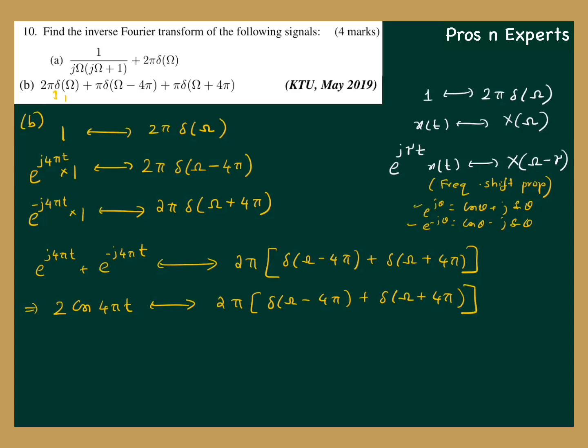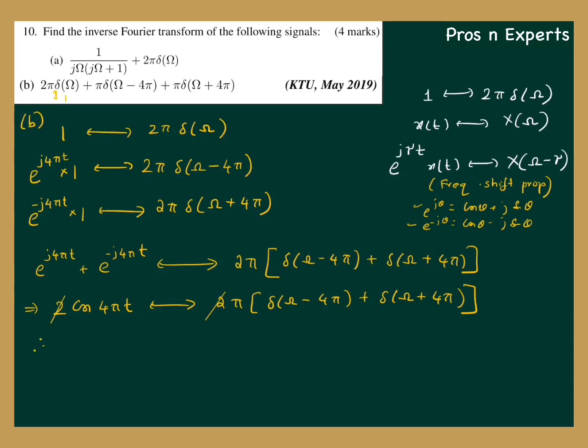So we reached a very good relation. Now return to the question. What is in the question? The second and third term, pi into del of omega minus 4 pi plus pi into del of omega plus 4 pi. Did we get it? We have 2 pi into del of omega minus 4 pi plus 2 pi into del of omega plus 4 pi. So what is the inverse Fourier transform of pi into del of omega minus 4 pi plus pi into del of omega plus 4 pi? It will be cos 4 pi t. We can cancel these two.